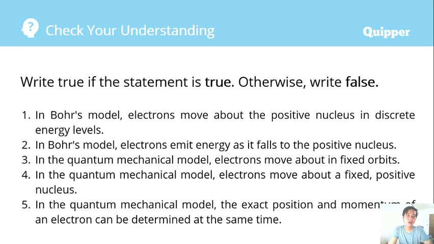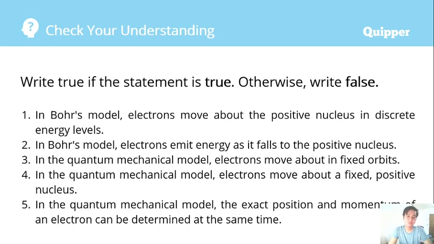So now I want you to answer these questions. Write true if the statement is true. If not, then write false, which we will answer in our synchronous discussion. So the first question is, in Bohr's model, electrons move about the positive nucleus in discrete energy levels. True or false? Number 2, in Bohr's model, electrons emit energy as they fall to the positive nucleus. Is it true or false?